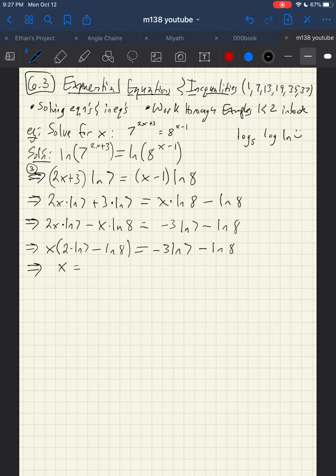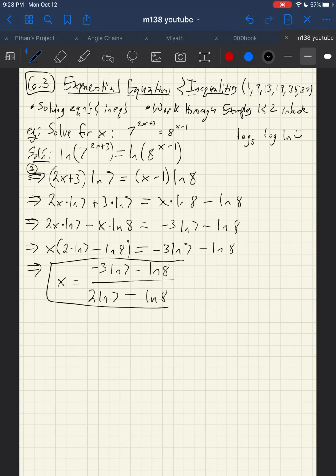I get my final answer, which is x equals, let me give you a little bit more space here. This is going to take just a little bit more space to write. We get x equals negative 3 natural log of 7 minus natural log of 8 all over 2 natural log of 7 minus natural log of 8. And this is the final answer. And like I said, this is a pretty ugly number.